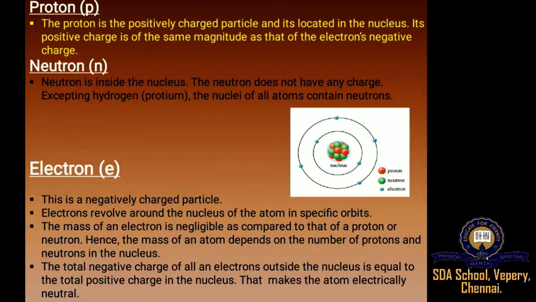It is represented by the blue color with a negative symbol. So this is the structure of atom. An atom has a nucleus, and the nucleus contains protons and neutrons. Protons are positively charged, neutrons have no charge, and electrons revolve around the nucleus. Electrons are negatively charged particles.